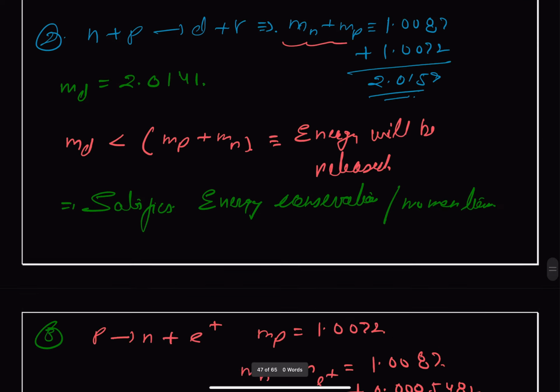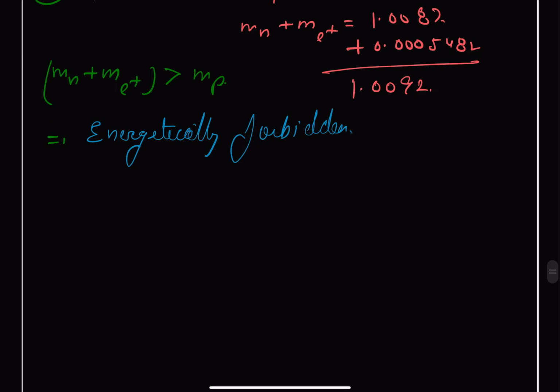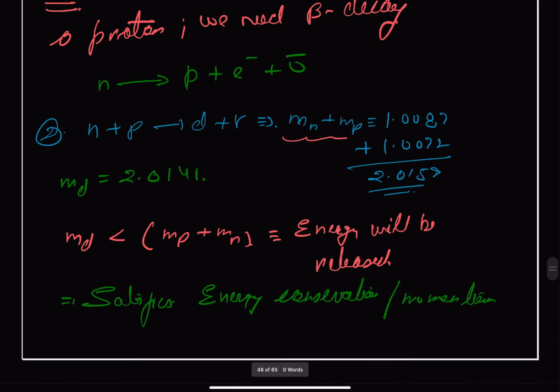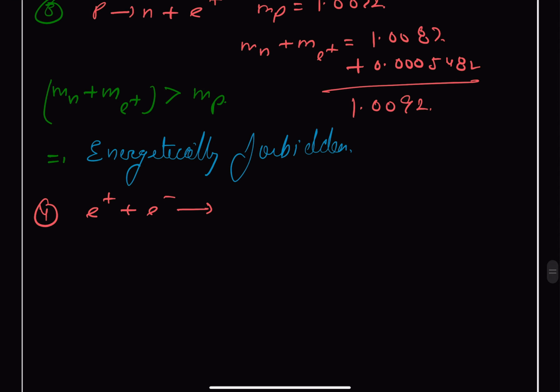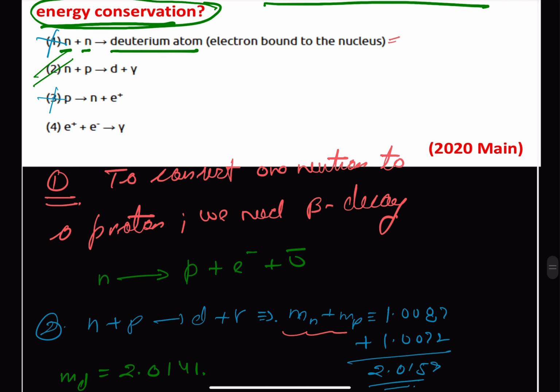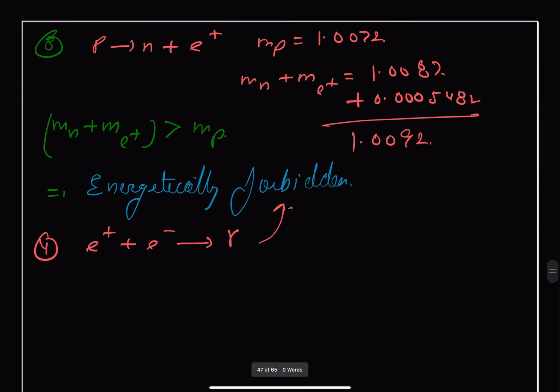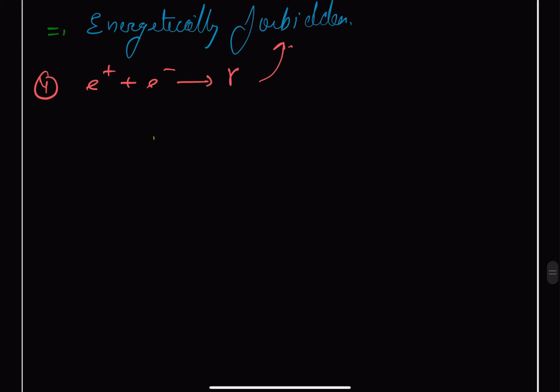And we come to the final option, that is option number 4. This gives us that our particle plus E negative is going to give us a gamma. So this also energetically will be forbidden, so option number 4 is also incorrect. So option 2 is the correct answer. Option 2 is correct. Next question.